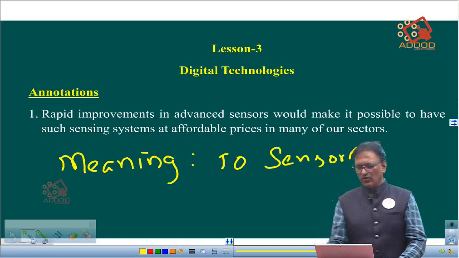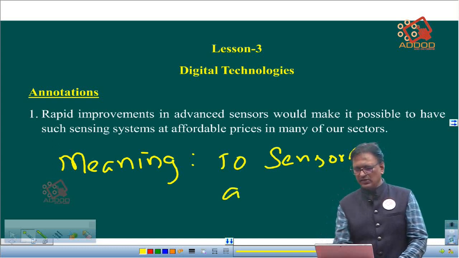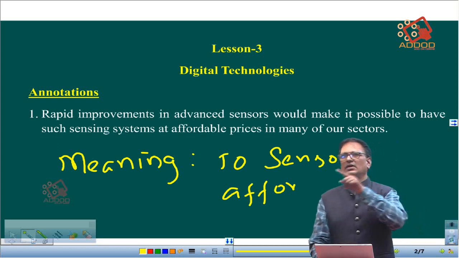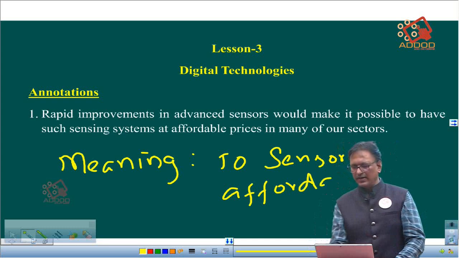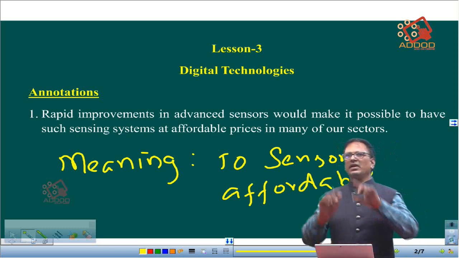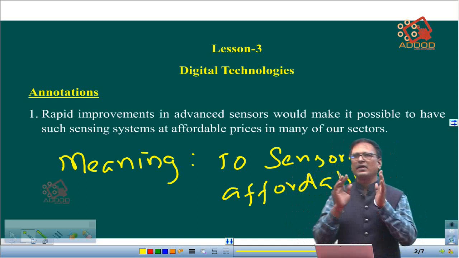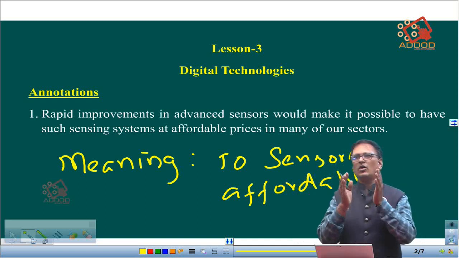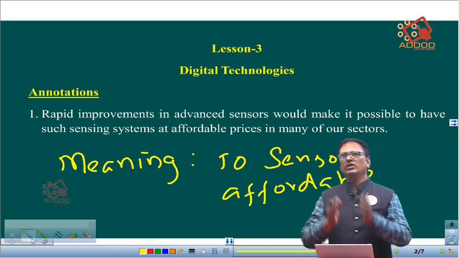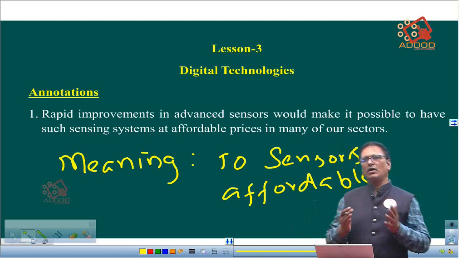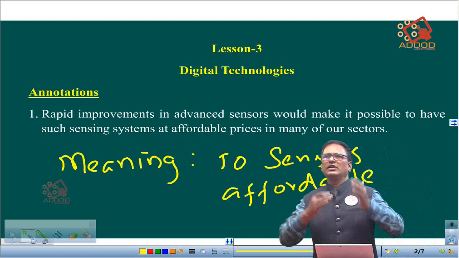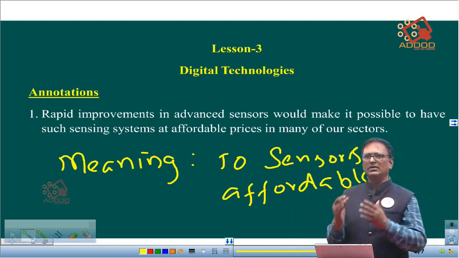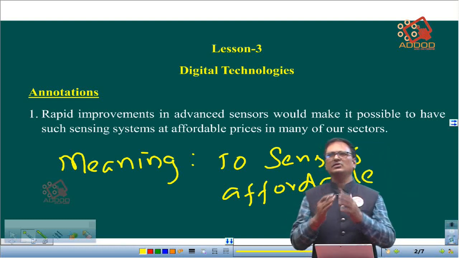And the second one is affordable prices. Look at the annotation, read the annotation. What is written at the end? Actually, affordable price. Now what is the meaning of affordable price? The price that is within the reach of the common man. Today in India, most of the people are common men, the rich are very few. So if the technology reaches the common men, obviously that technology is successful.